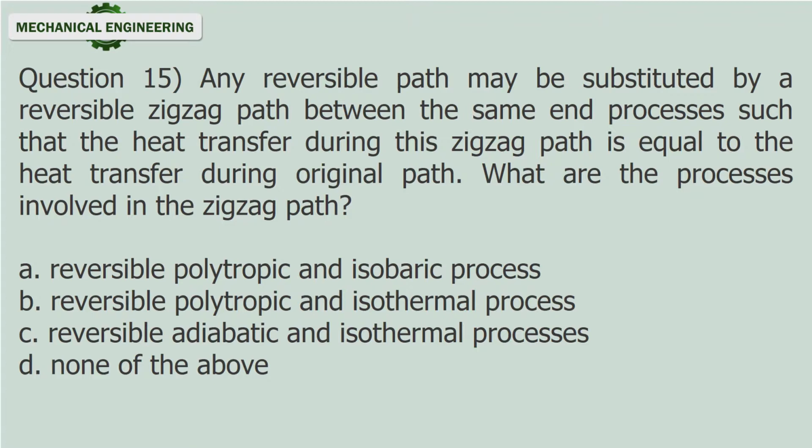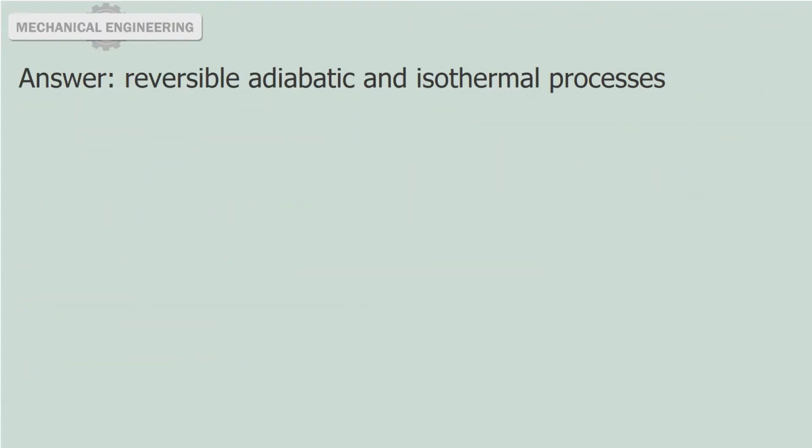A. Reversible polytropic and isobaric process. B. Reversible polytropic and isothermal process. C. Reversible adiabatic and isothermal processes. D. None of the above. Answer: reversible adiabatic and isothermal processes.